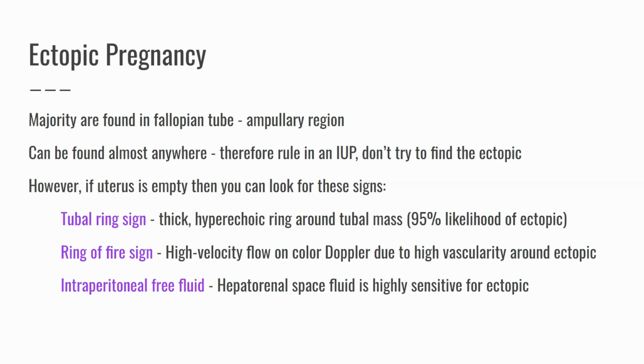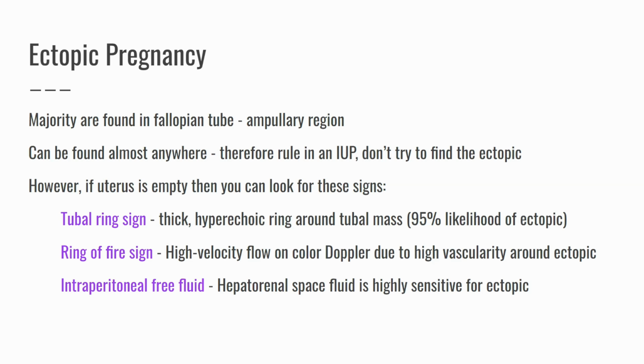Okay, ectopic pregnancy. So the idea with ruling in intrauterine pregnancy is that it's much, much easier to rule in an intrauterine pregnancy than to find hard evidence of an ectopic, because with transabdominal ultrasound, which is what the majority of emergency departments are using, the adnexa are just so hard to evaluate. Even with transvaginal ultrasound, it's much easier to rule in an IUP than to rule in an ectopic.